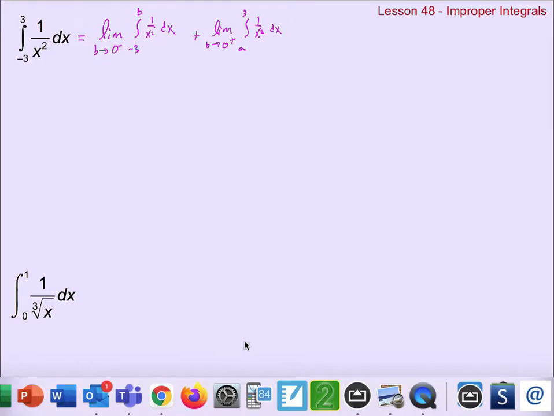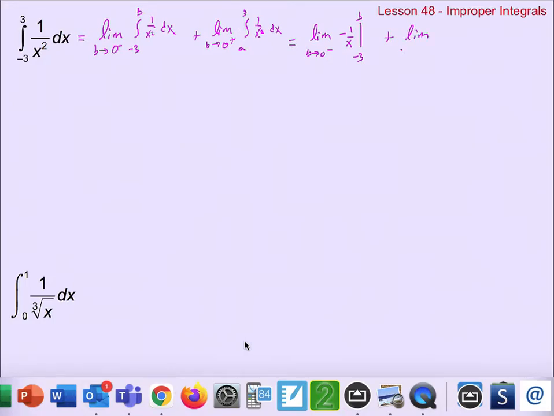So we've chopped up our definite integral into two different limits of different definite integrals, and we're going to have to do them one at a time. For both of these, we're going to use the same antiderivative, so that's at least convenient. We'll have the limit as b approaches 0 from the left of the definite integral from negative 3 to b of 1 over x squared, which evaluates as the antiderivative of 1 over x squared evaluated from negative 3 to b.